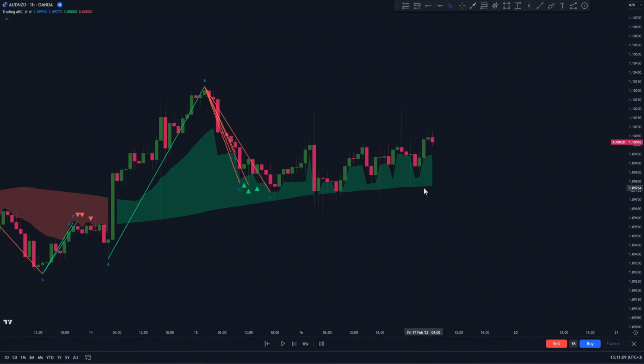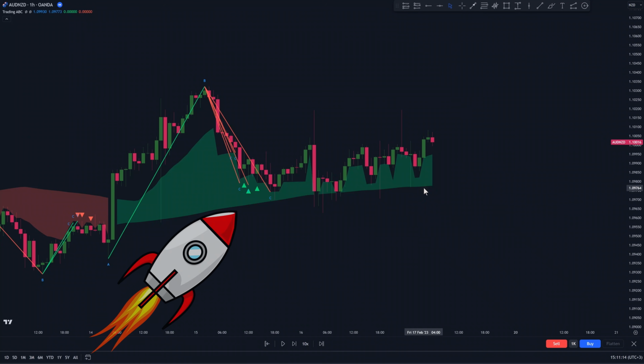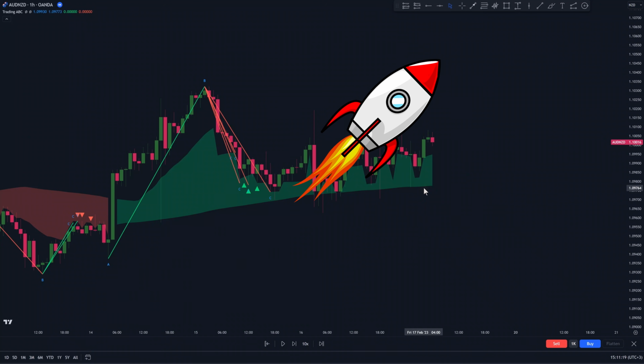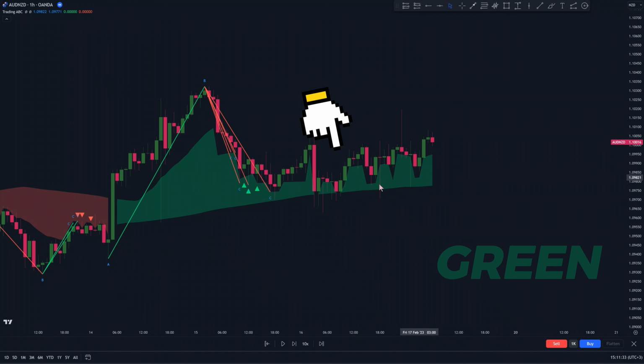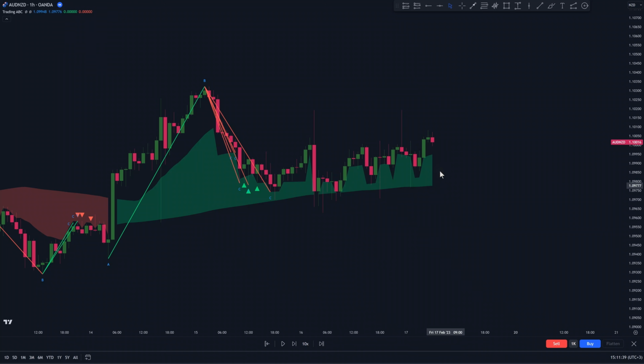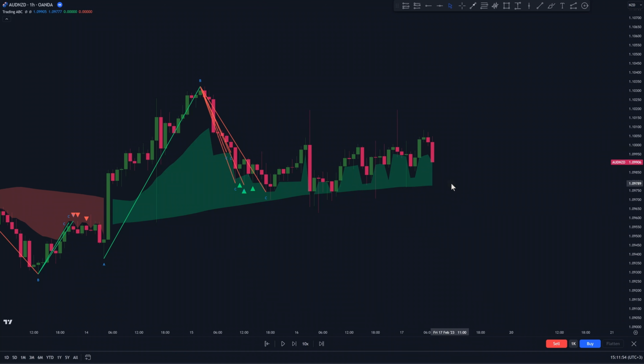To take a long trade, we're basically gonna be looking for a bullish ABC pattern that happens within a bullish trend. To identify a bullish trend, we just make sure that the trend cloud is colored green and the price is trading above it. This indicates a bullish trend. Next, we need to identify a bullish ABC pattern. Let's do that.